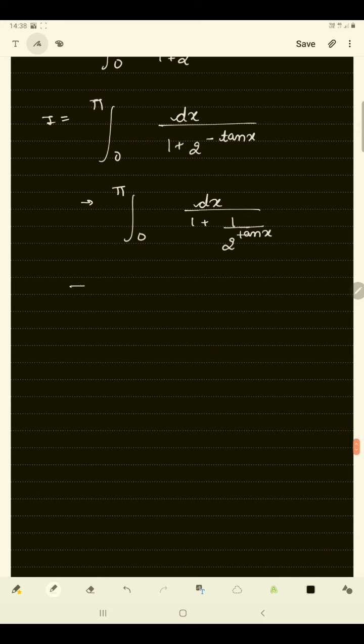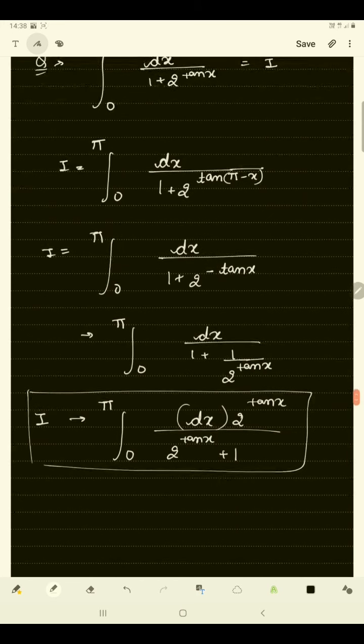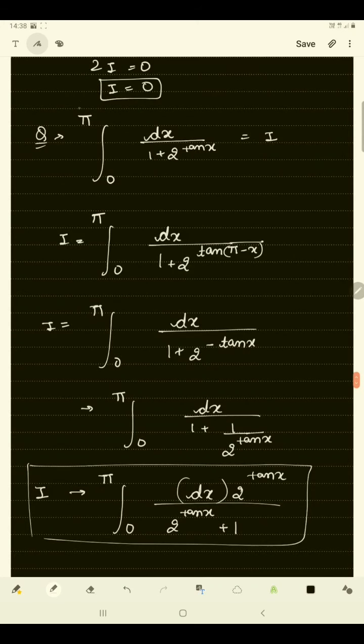Now taking the LCM and sending the things in the denominator that are left, so we have 2 to the power tan x plus 1 in the denominator, and there would be a 2 to the power tan x in the denominator. So we can just send this 2 to the power tan x from the denominator to the numerator, so we get 2 to the power tan x upon 2 to the power tan x plus 1, this is equal to I again. So we have one value of I as this, and another value of I is the question itself.